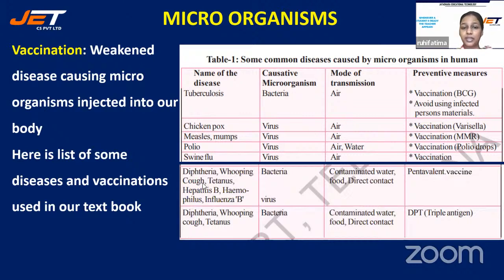Again, you can see diphtheria, whooping cough, and tetanus, which are bacterial diseases. Here you can see contaminated water, and there is the pentavalent vaccine for all these.